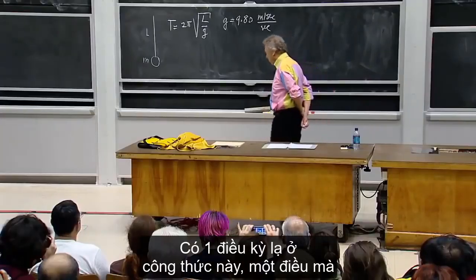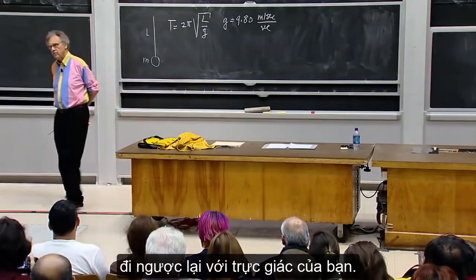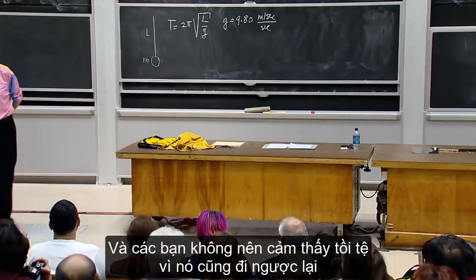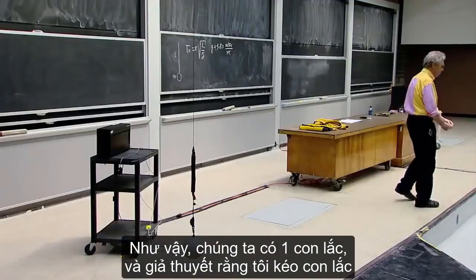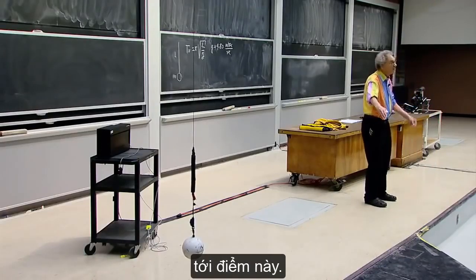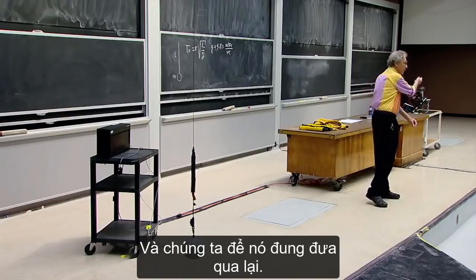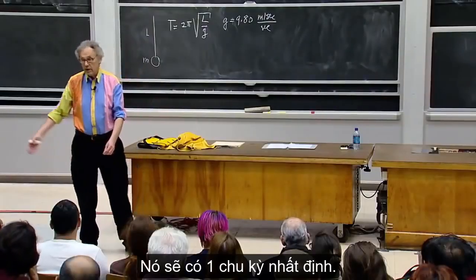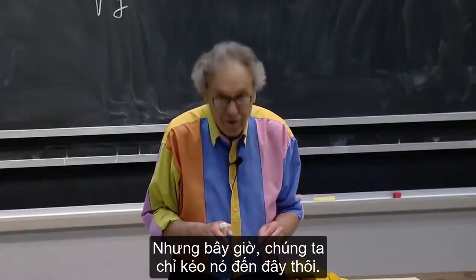There's something weird about this equation. Something that must go against your intuition. And you shouldn't feel bad because it also goes against my intuition. So we have the pendulum. And suppose I bring the pendulum all the way out here. We call that the amplitude of the pendulum. And we let it swing back and forth. There's a certain period. But now we bring it out only this far.